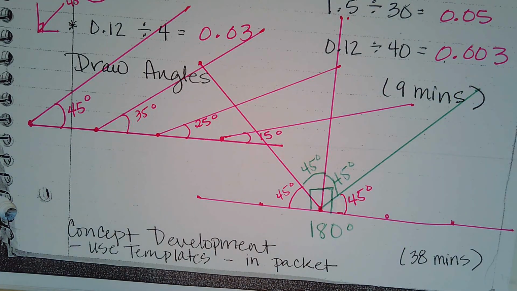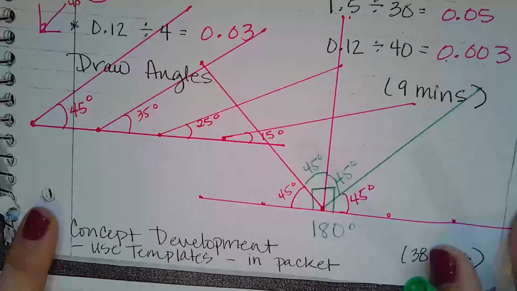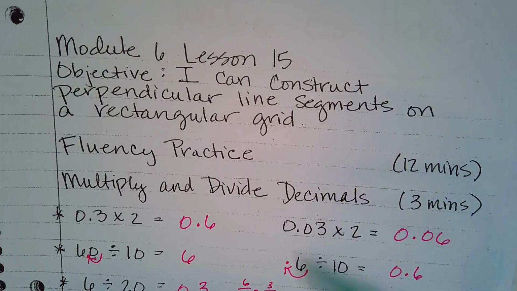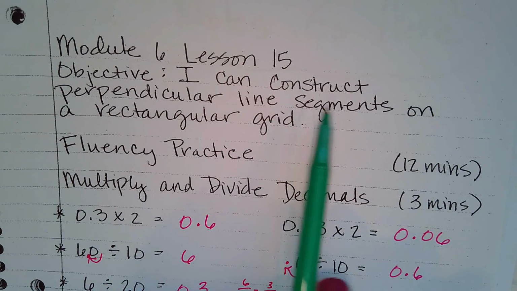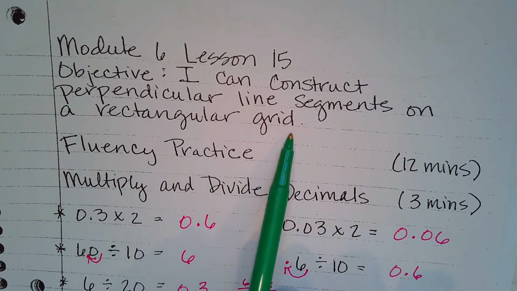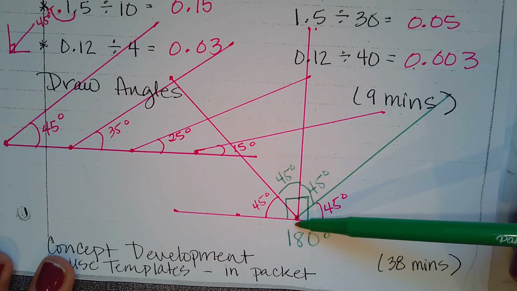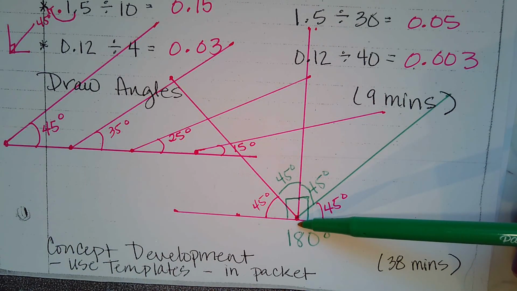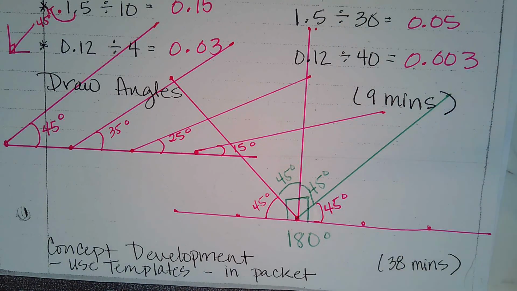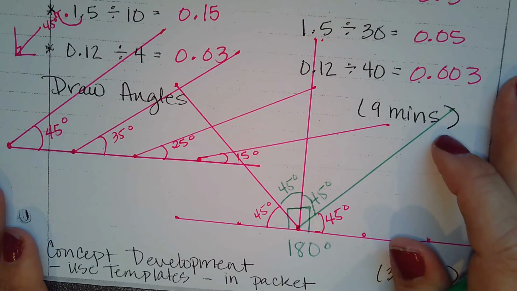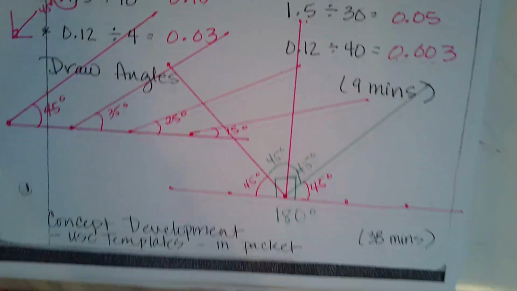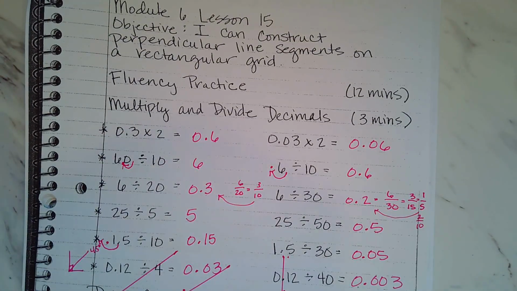really a perpendicular line. So what is our objective for today? I can construct perpendicular line segments on a rectangular grid. So can you construct a 90-degree angle or perpendicular line segment? Yeah, I think you can. So this is the end of our fluency part of Module 6, Lesson 15, just getting you prepped for what we're going to do today.